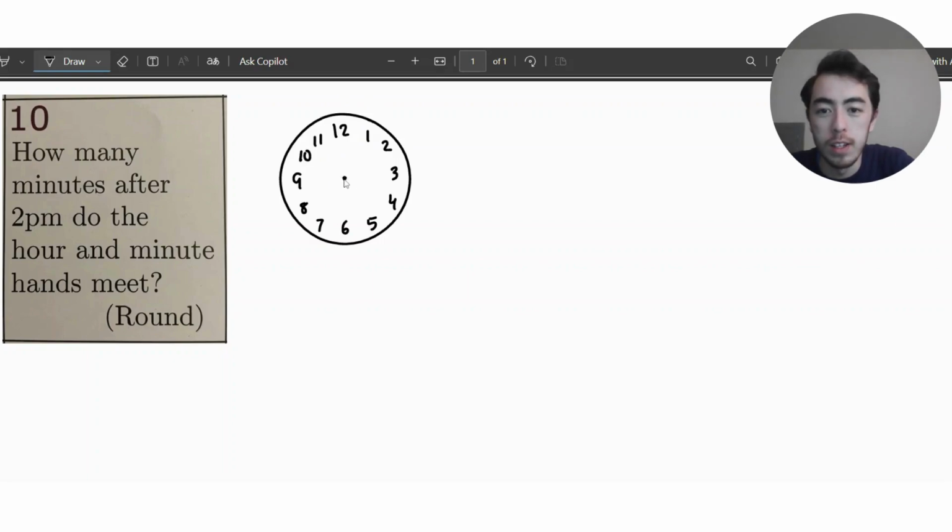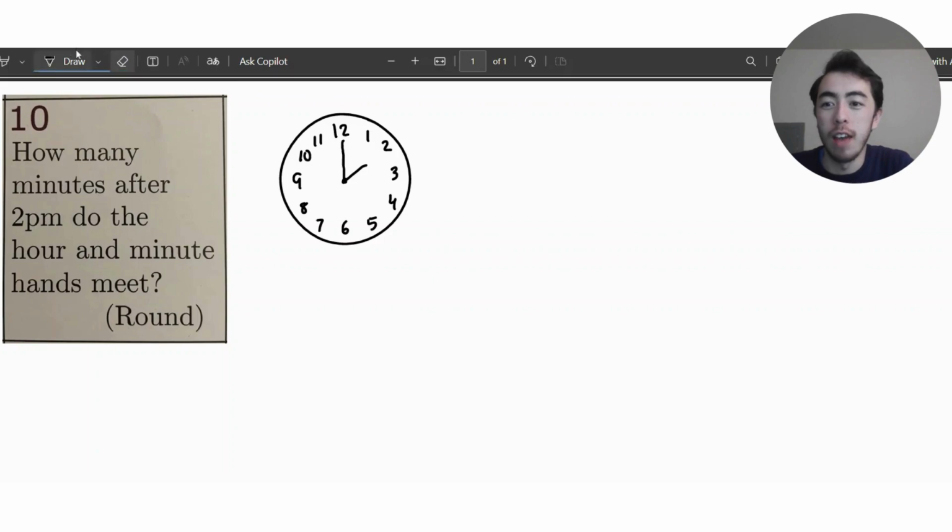All right. So let's see, 2 p.m. So on the clock, 2 p.m. looks like the hour hand, which is the shorter one, going right towards the 2. Let me try fixing that. The hour hand goes right towards the 2. And then the minute hand, which is longer, will go straight up to the 12. Every 5 minutes, it'll tick over this way.